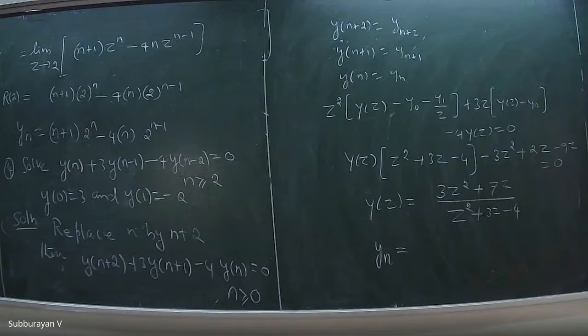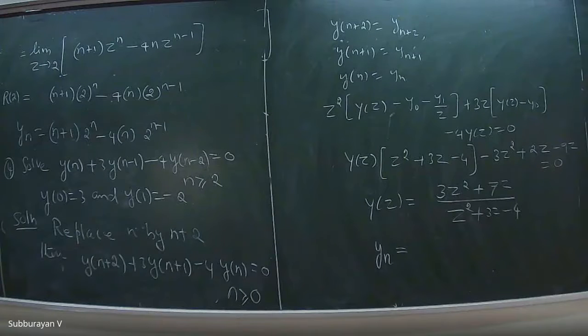So we are not getting, sir. You're not getting minus 4 power n? Have you multiplied it with z power n minus 1? Yes, you have to multiply it by z power n minus 1.